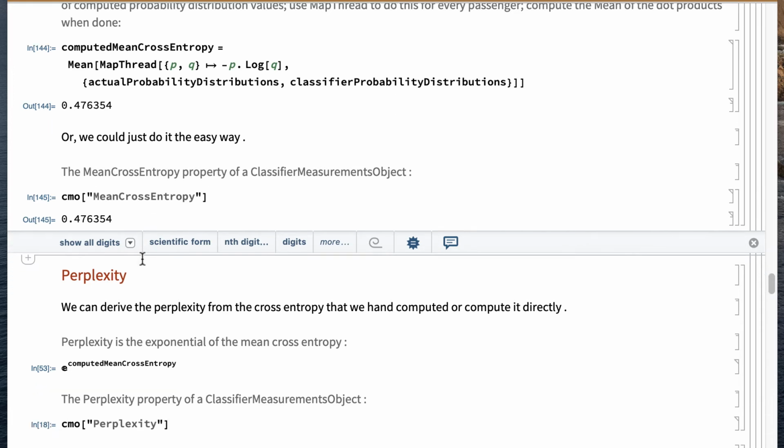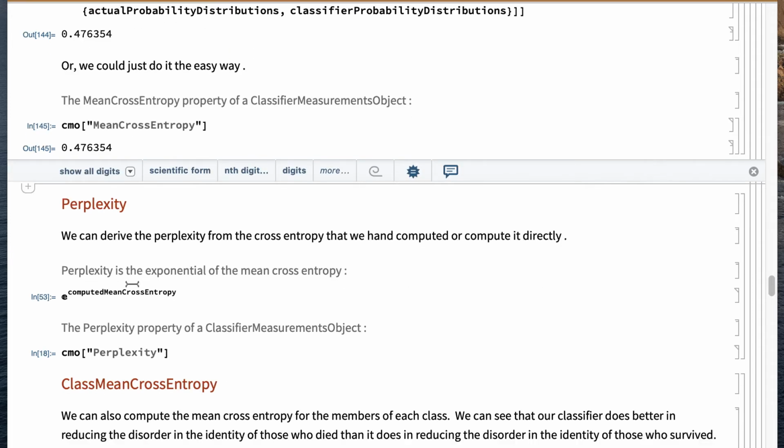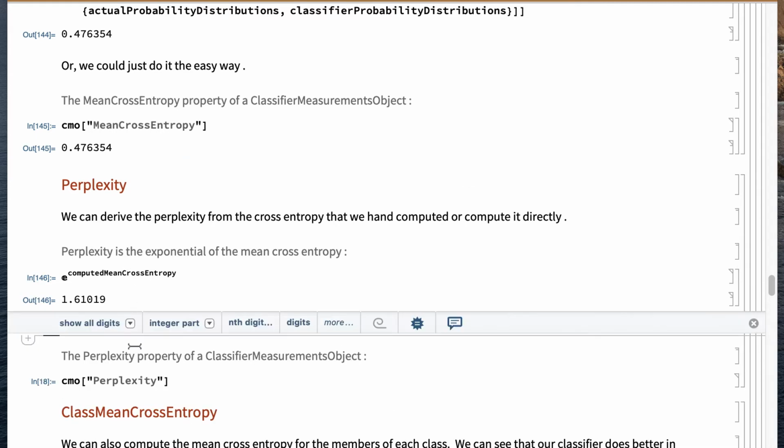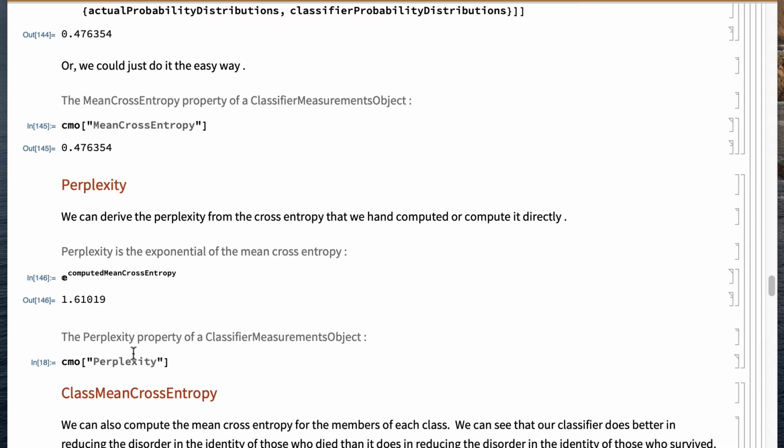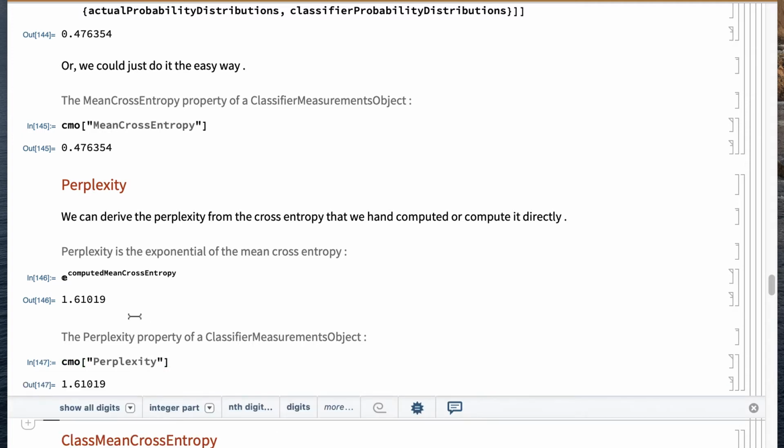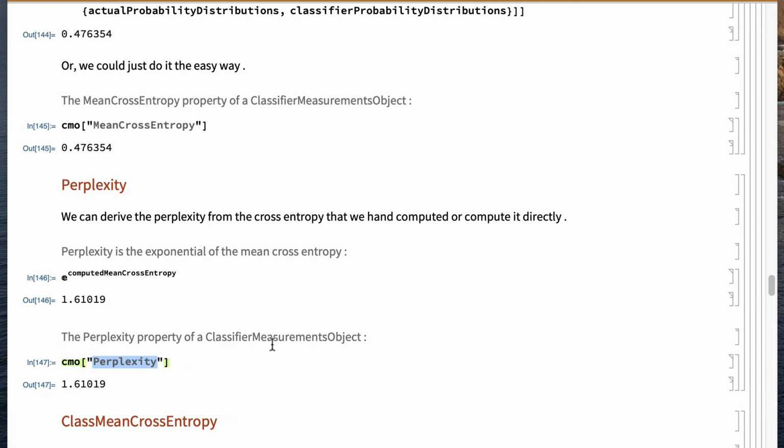Okay. There's perplexity. Perplexity, remember, is the equivalent of a die throw. How many faces does a die have to represent the uncertainty of our situation? So we could compute that as the exponential of the mean cross entropy, and it's 1.61. So after we're done with our classifier, we're left with a situation which is kind of like a die with 1.61 faces, if that helps you. And you can see that you never have to do this again. You can just say, hey, give me the perplexity property.